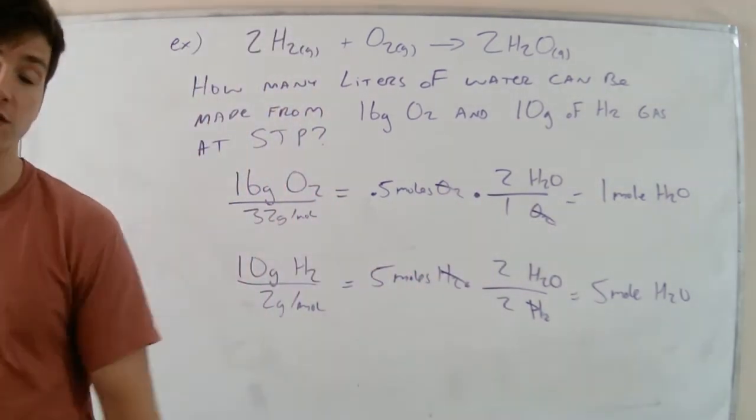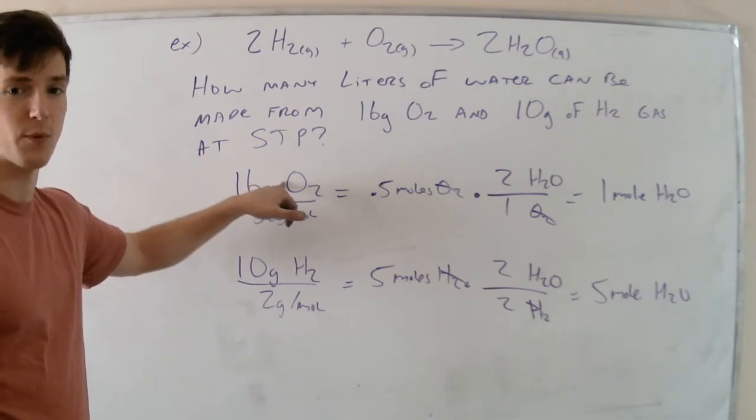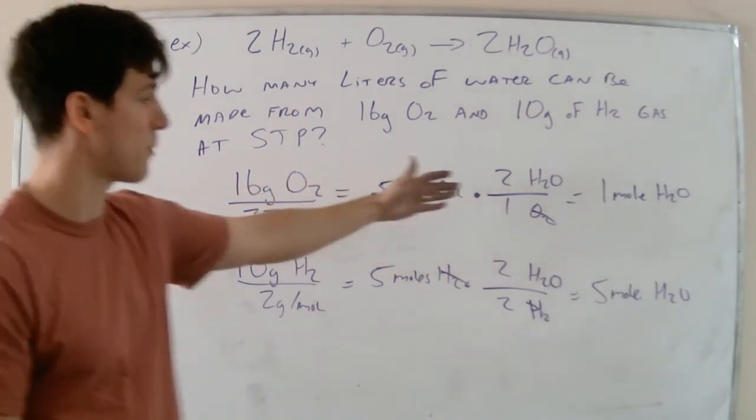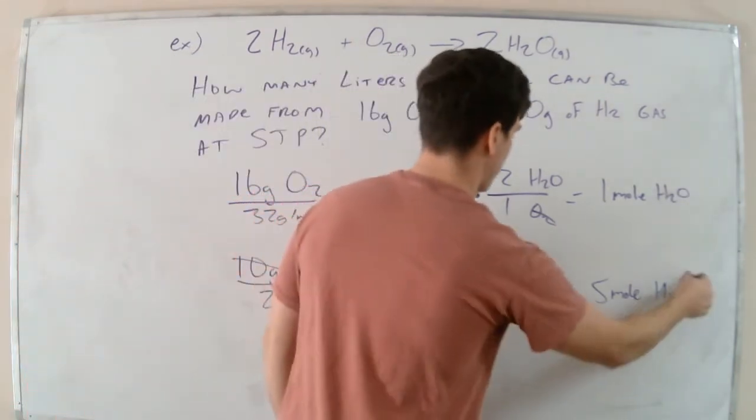So which one is our limiting reactant? O2. It ran out first. It's got the smallest amount of moles. It's going to run out first, so we don't care about the other one. Remember, get rid of the large one.